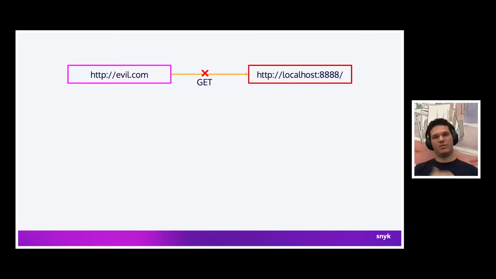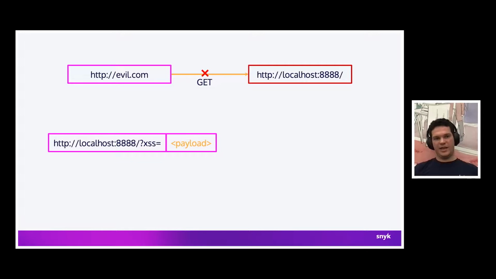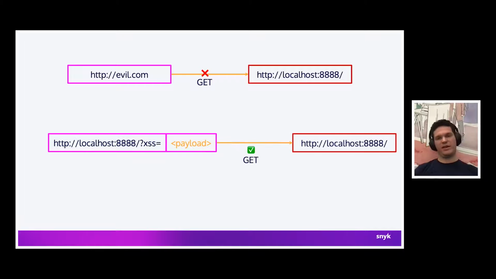As we know now, evil.com cannot make GET requests to localhost directly because of the default CORS policy. But if on localhost we have another vulnerability, which is XSS, we can inject a specific payload which will be able to make GET requests to localhost, right? Because it's the same domain.